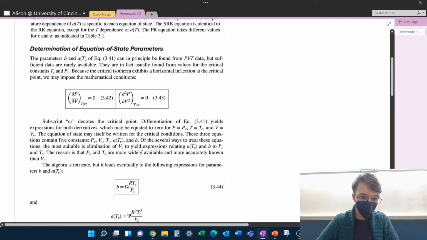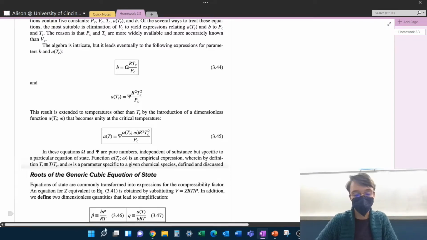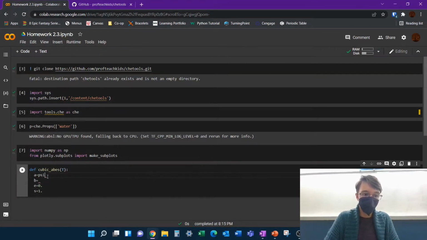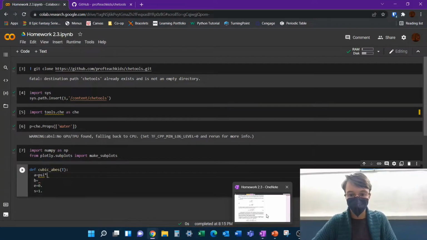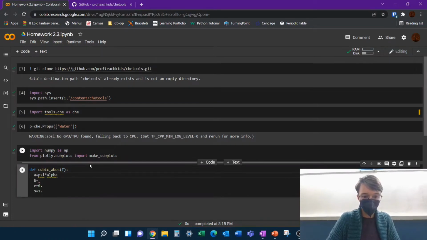Up here somewhere is the equation. Here's the equation for A. So A is equal to psi times alpha times R squared times critical temperature squared over the critical pressure. So let's type that in, and then we'll need to write an equation for psi and alpha, but let's just get this in there first. So A is going to be equal to psi times alpha times R squared. Okay, so we're going to need to define what R is outside of this.